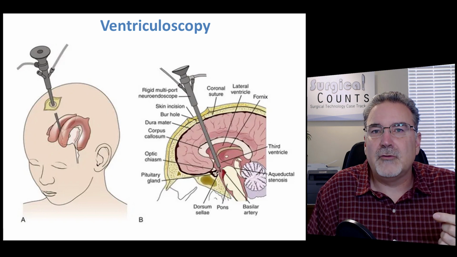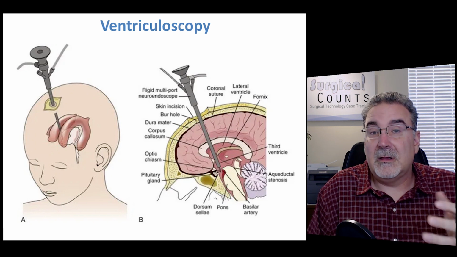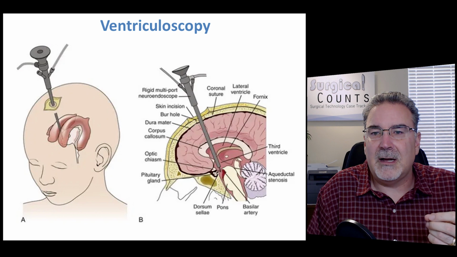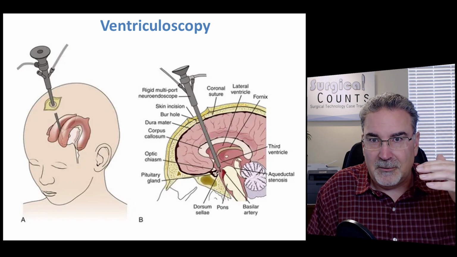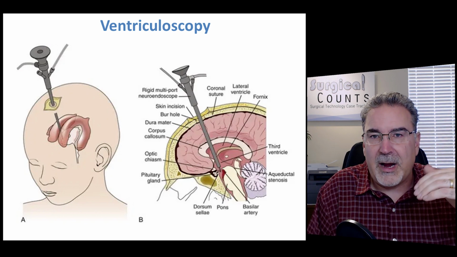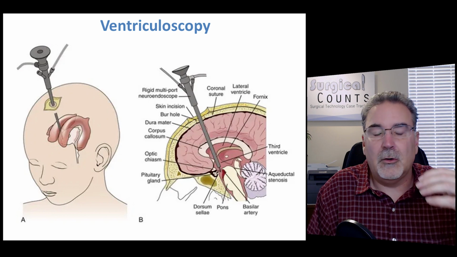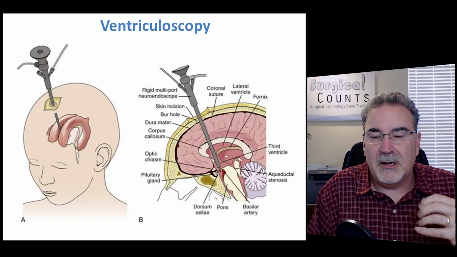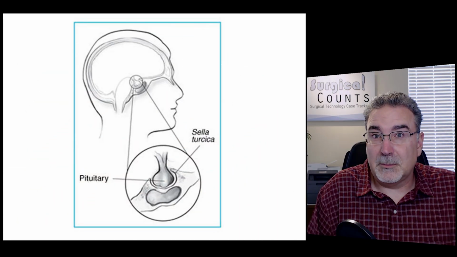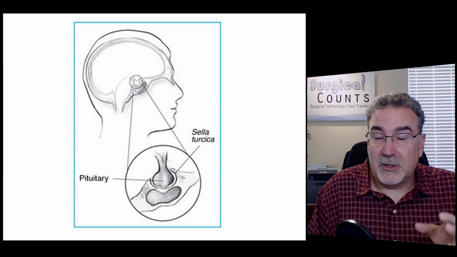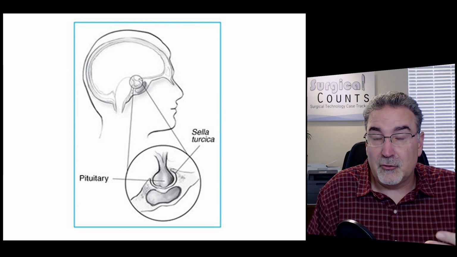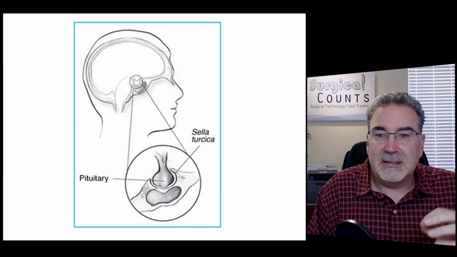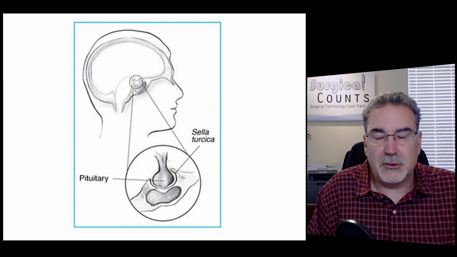So that's a ventriculoscopy. And one of the things that we can see during a ventriculoscopy is the very top of the pituitary gland. So we're getting that deep into the brain, looking around in the ventricle, looking around the top of the pituitary gland and other structures in that area to see if there are any problems going on there. But sometimes we can tell that there's a problem even without doing a ventriculoscopy. Sometimes just the imagery, say MRI, can tell us that there might be a problem, say, with the pituitary gland.